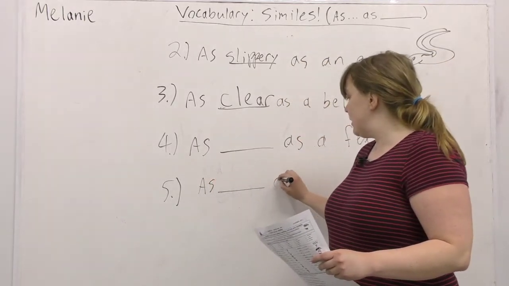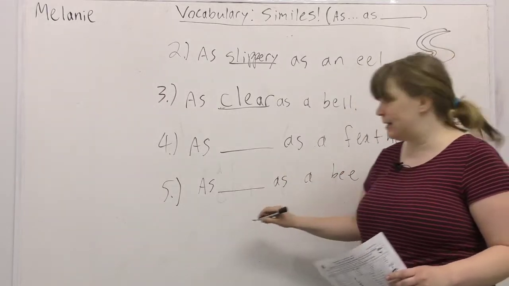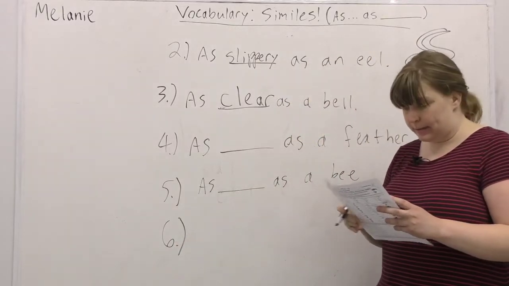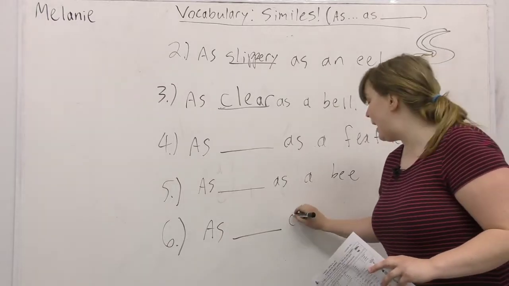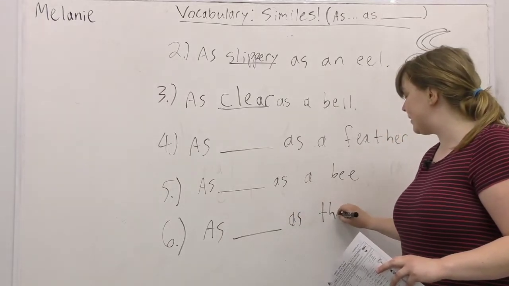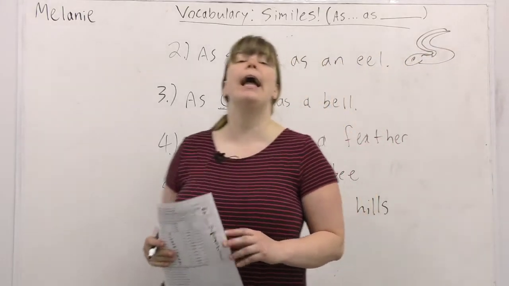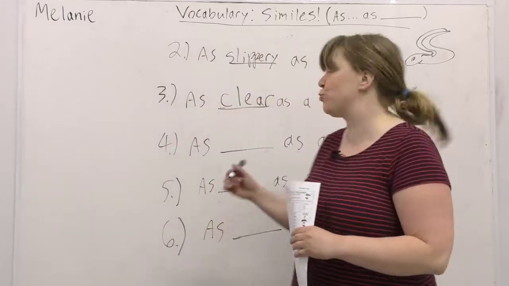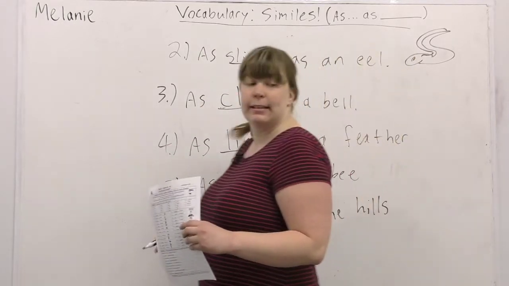As blank as a bee. And number 6, as, we also did this one earlier, as the hills. Okay. And yes, number 4, as light as a feather. Thank you so much. Well done. Good stuff, good stuff. Okay.